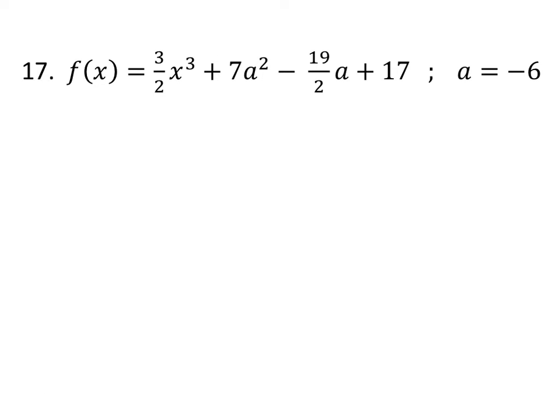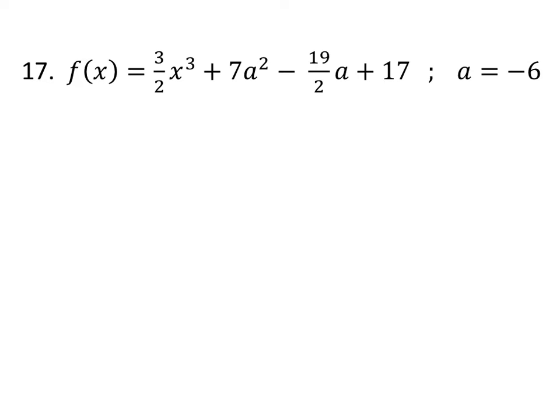Okay, problem 17 is a synthetic substitution problem. So the way we set up a synthetic substitution is similar to synthetic division. And so we're actually going to use synthetic division to find our final answer, what happens when we substitute negative 6 in for x. So we can actually use our synthetic division for this, which is pretty cool because it's a real quick way to get the answer without having to plug a bunch of stuff in.